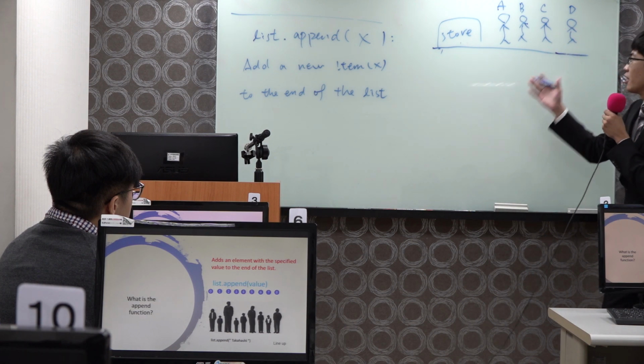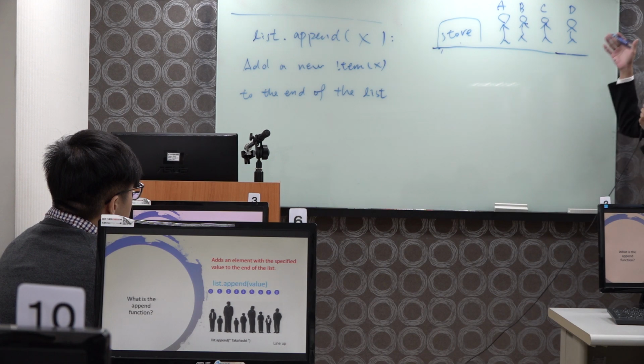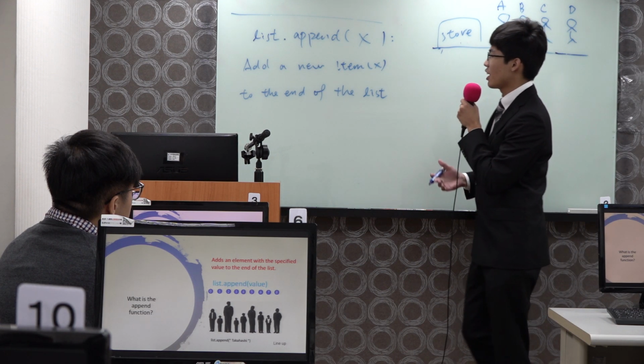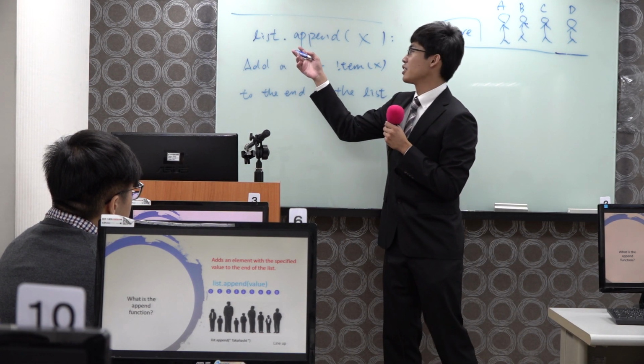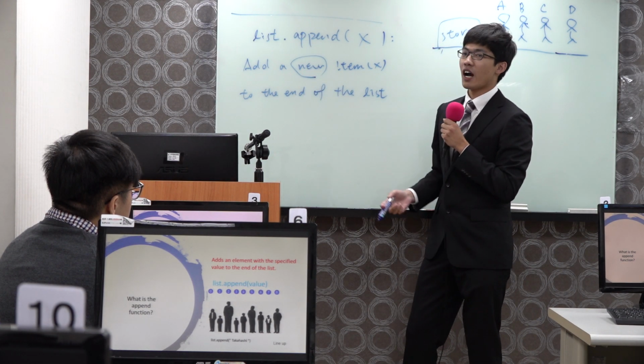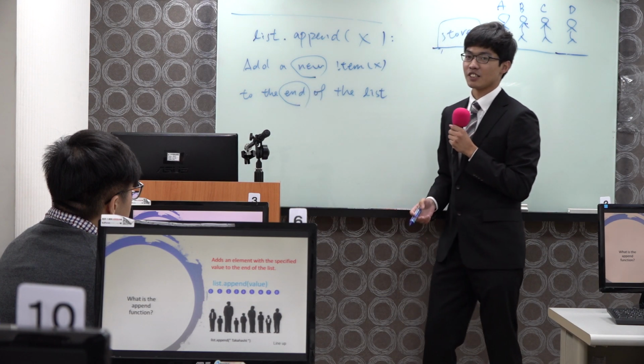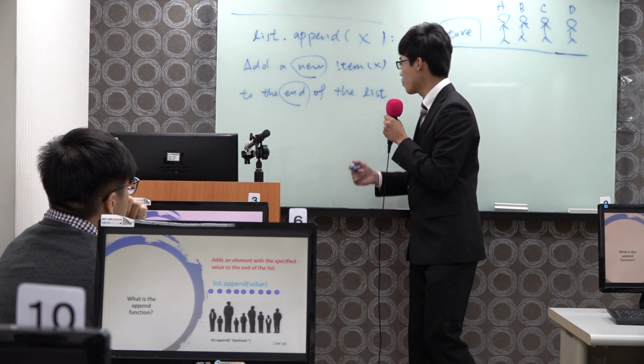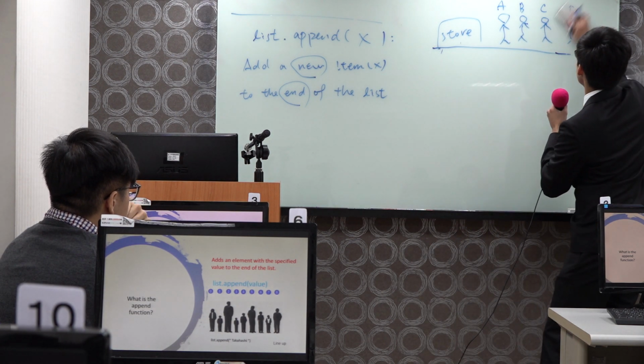Someone comes here and gets in line at the back. So that is what I say. The function append means add a new item x to the end of the list. Okay, so let's see the examples.